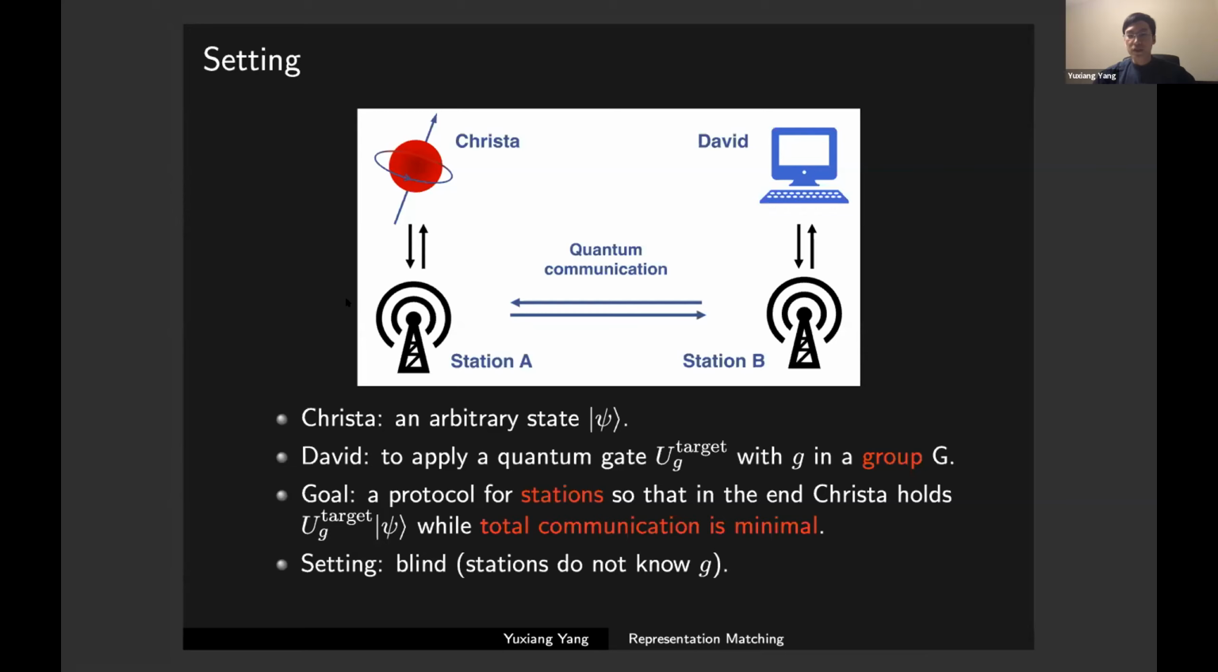For security reasons, Krista and David would not leak the information of the state and the gate to the stations. The only information that the stations know is that the gate David wants to perform is an element from a group G. This is actually the case for many real applications. For instance, we often encounter the Pauli group, Clifford group, and permutation groups. They all have group structures. So for these tasks, our protocol would apply.